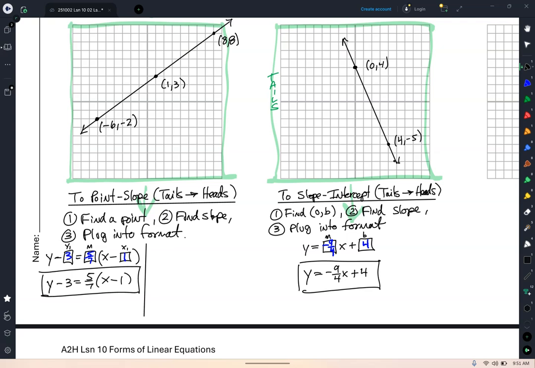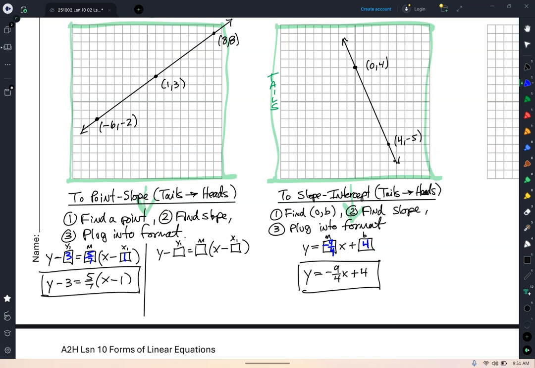But Margo pointed out that there's more than one point. What happens if we use a different one? I don't know. Let's find out. So let's start with y minus box, which is our y1, is equal to box, which is our m, times x minus box, which is our x1. Hey, just for the fun of it, let's use the -6, -2 point and see what happens.